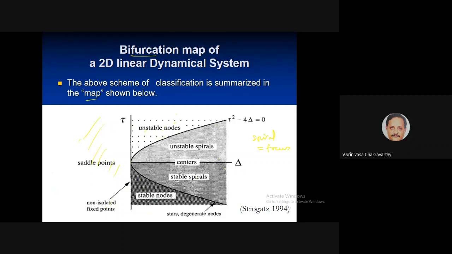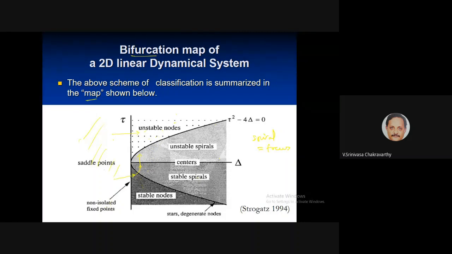And as you vary these parameters, as you move around in this parameter space, in this delta tau space, suppose you start from somewhere in this region, you slowly increase your delta, then you cross over to the unstable node region. Or you are in the lower part, increase your delta, you cross over to stable node region. Or from here you move further up like this. You cross over into the stable spiral region. Stable node becomes stable spiral. Or you move further up north, a stable spiral becomes unstable spiral. Until then, it will be attracting. Or suddenly, once you cross this line, it will start repelling.